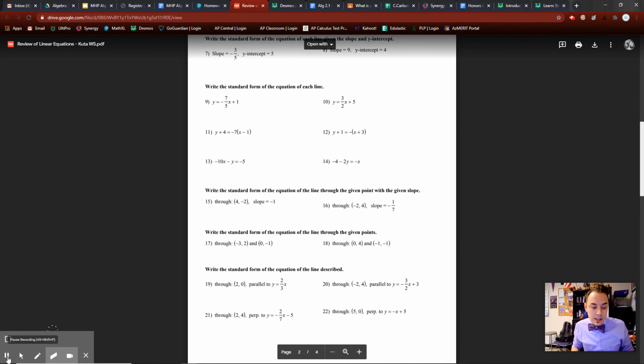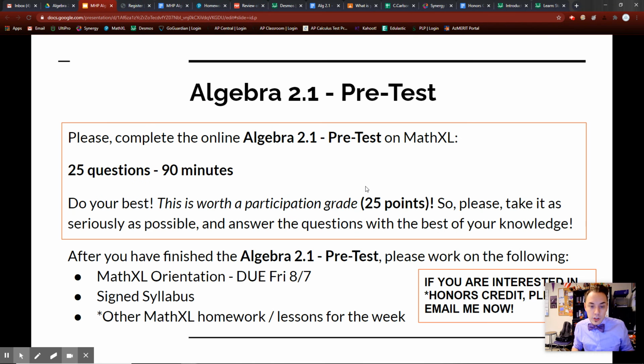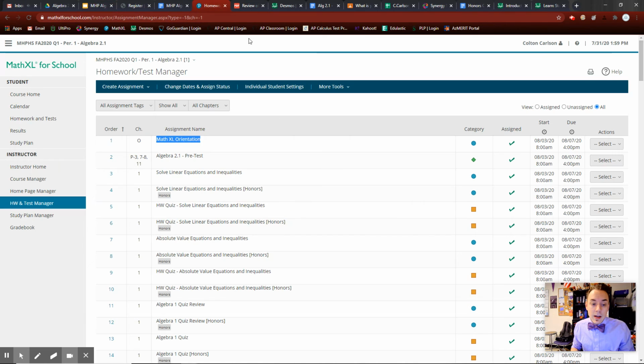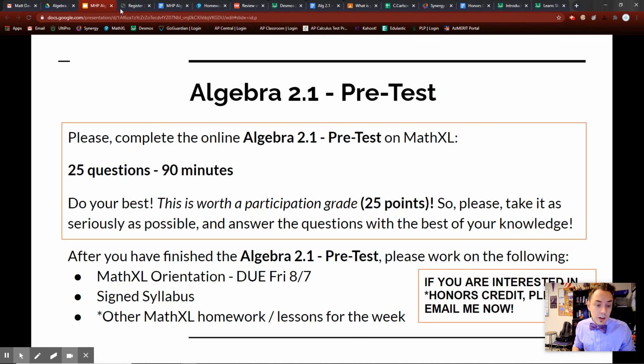What you should be doing now is your pretest. That's what I have suggested on the template. If you're still interested in honors, just email me now. Have your parents email me, parent and guardian. Make sure you're on MathXL. If you're on MathXL, you should be finishing the orientation and then also finish the pretest there. You have about 90 minutes, 25 questions.